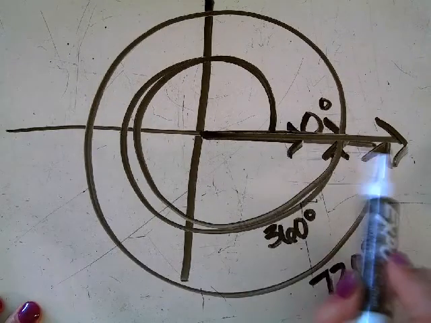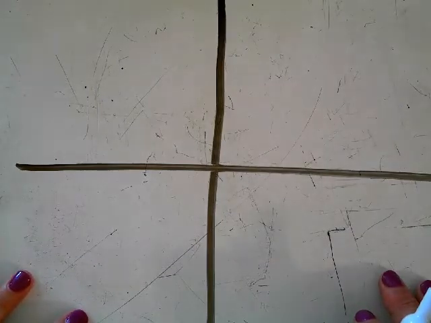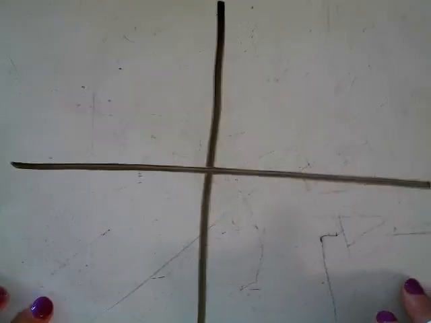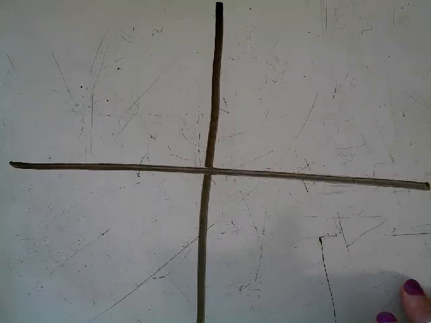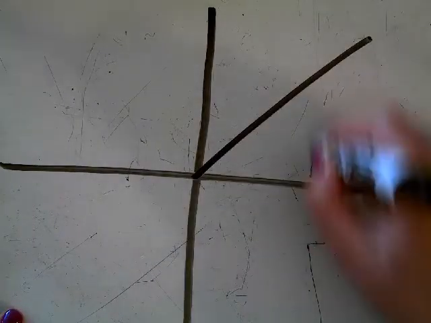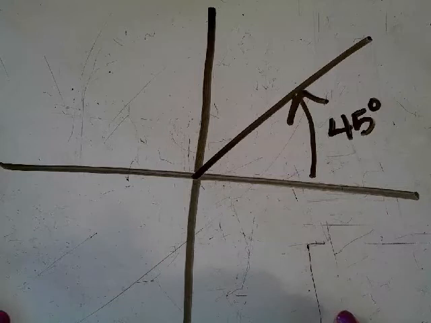So we're going to start with, go ahead and draw a 45 degree angle. Marvelous. And do not erase it. Perfect. Okay. So we got 45 degrees. Now, what do we have to do to this angle to get a coterminal angle?